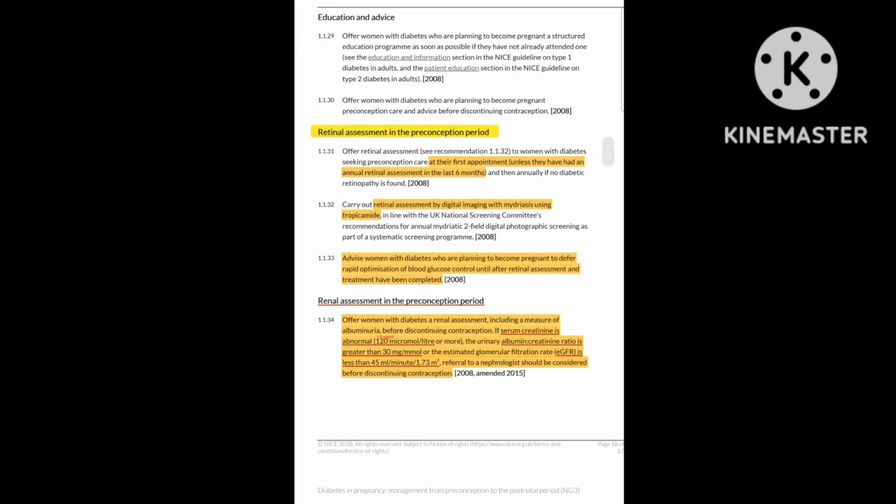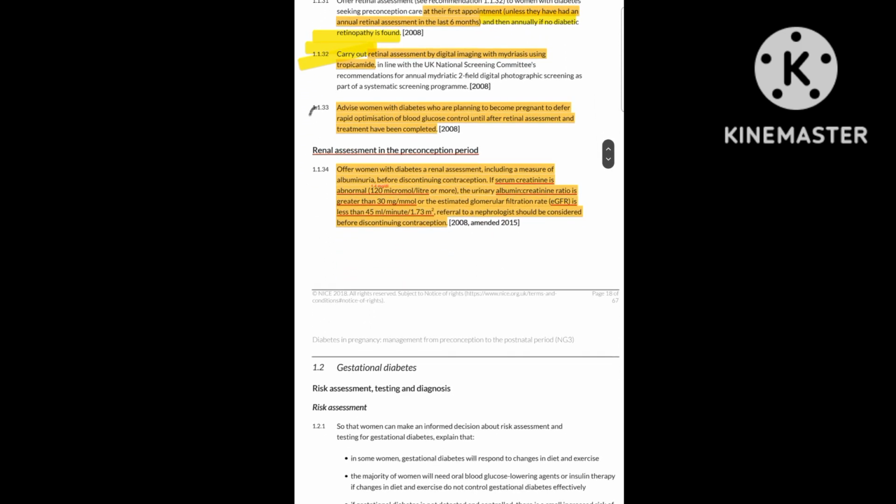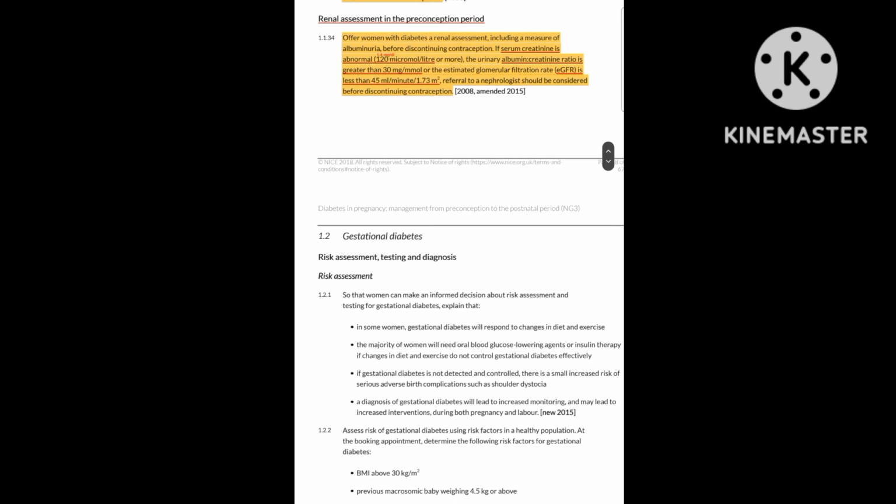Retinal assessment in the preconception period. Offer retinal assessment to women with diabetes seeking preconception care at the first appointment, unless they have had an annual retinal assessment in the last 6 months, and then annually if no diabetic retinopathy is found. Carry out retinal assessment by digital imaging with mydriasis using tropicamide. Advise women with diabetes who are planning to become pregnant to defer rapid optimization of blood glucose control until after retinal assessment and treatment has been completed.